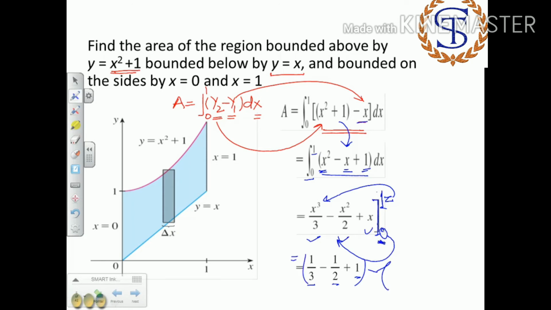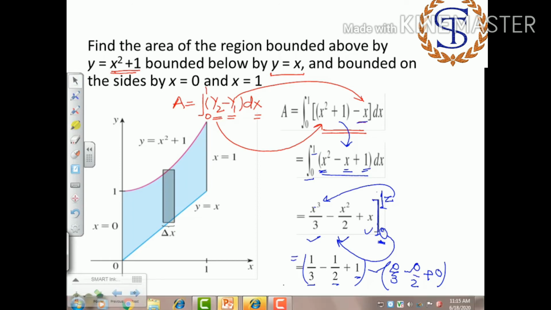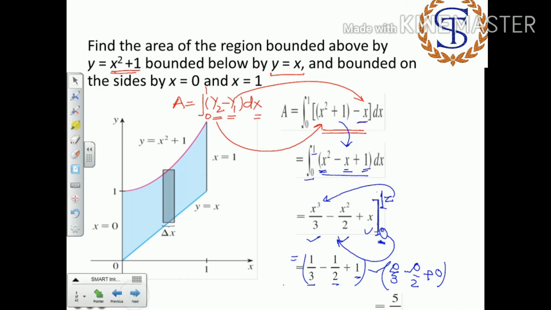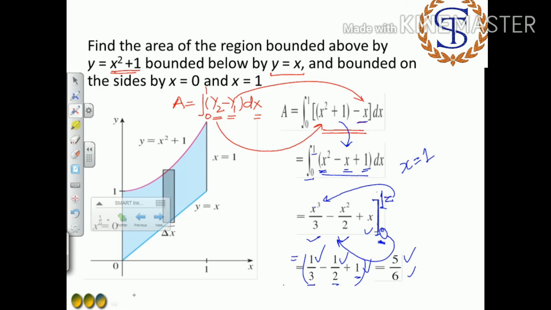Now put x equal to 0 in this function, so 0 upon 3, then minus 0 upon 2, then plus 0. Now on simplification of this, what will you get? On simplification of this fraction, we will get 5 upon 6. So it means this 5 upon 6 is the area in square units.